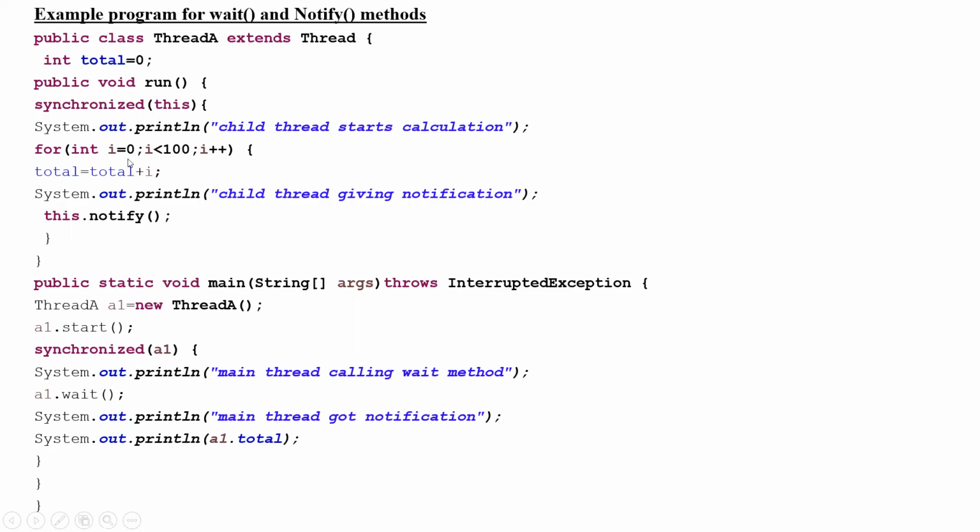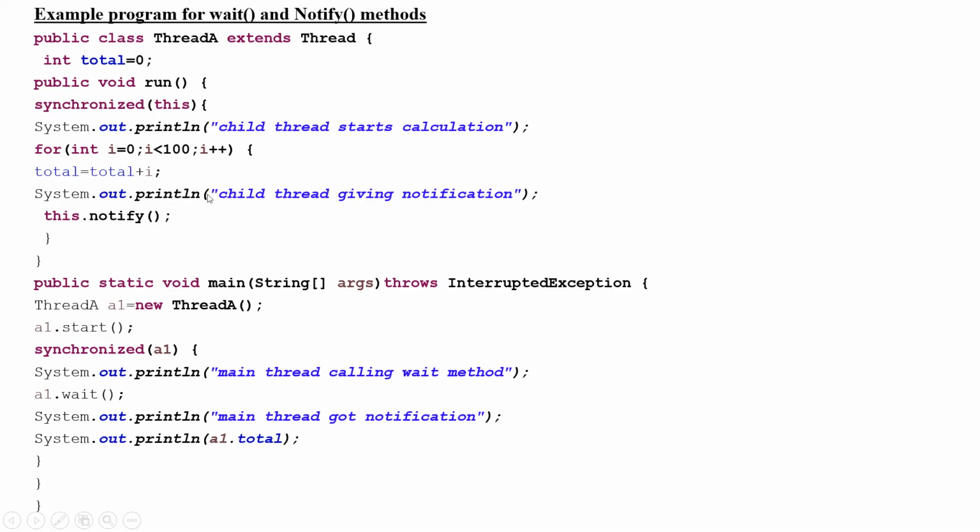Again, i will be incremented. 0 plus 1 will be stored, means 1 will be stored here. Then it is incremented again, 1 plus 2 will be stored in the total. Similarly, it counts 100 times and finally we will get the sum of the first 100 numbers stored in the total variable. So this is the job of this run method.